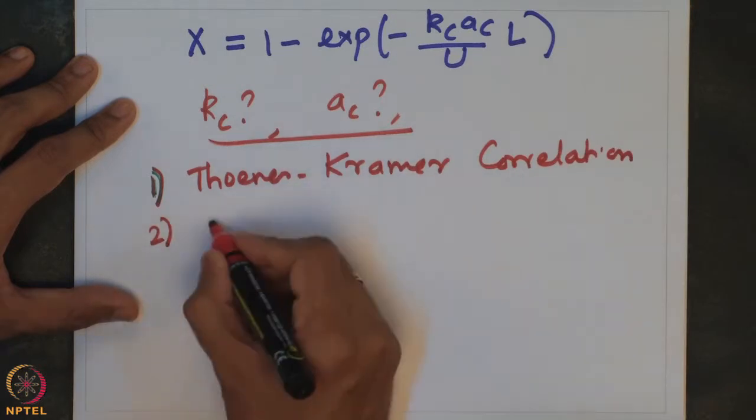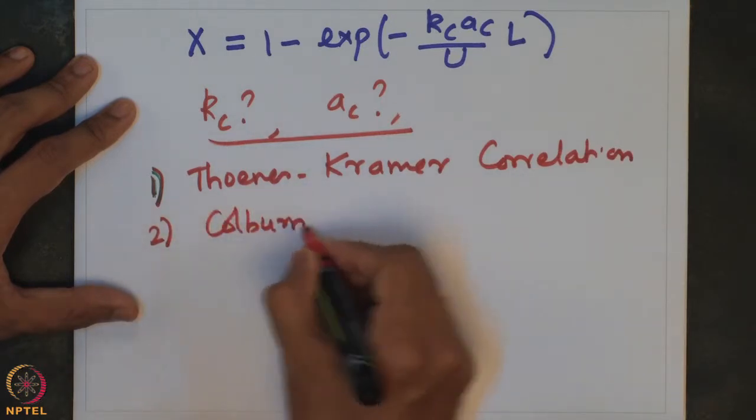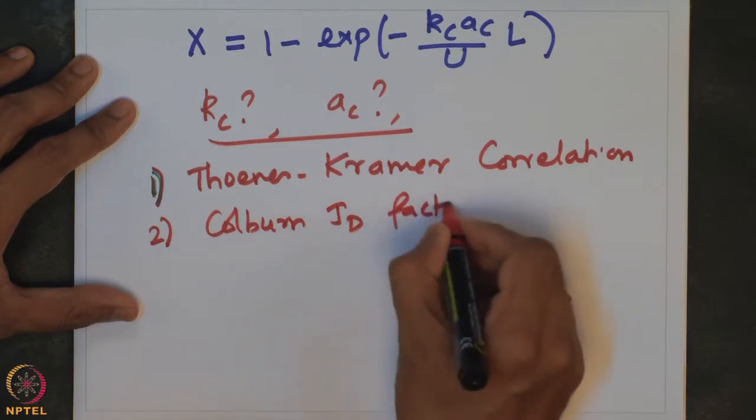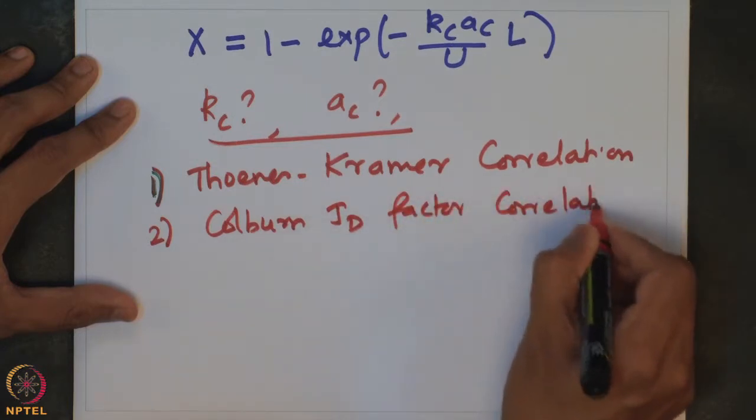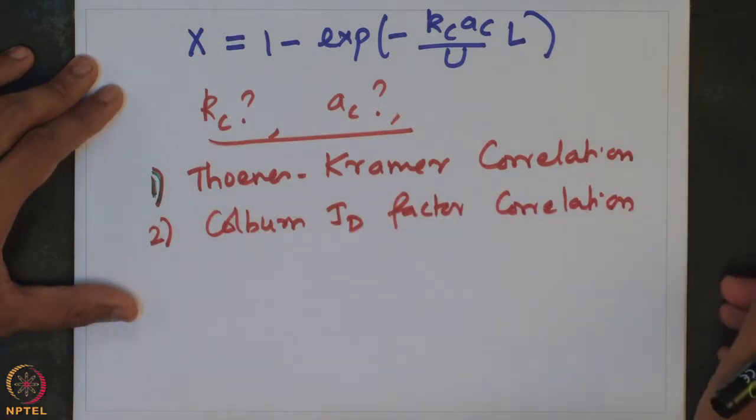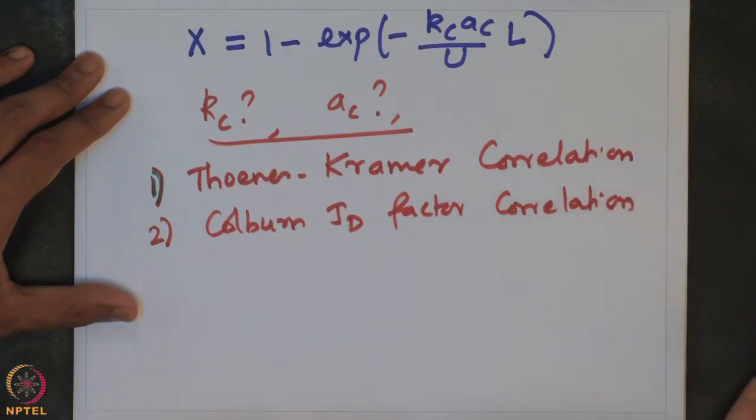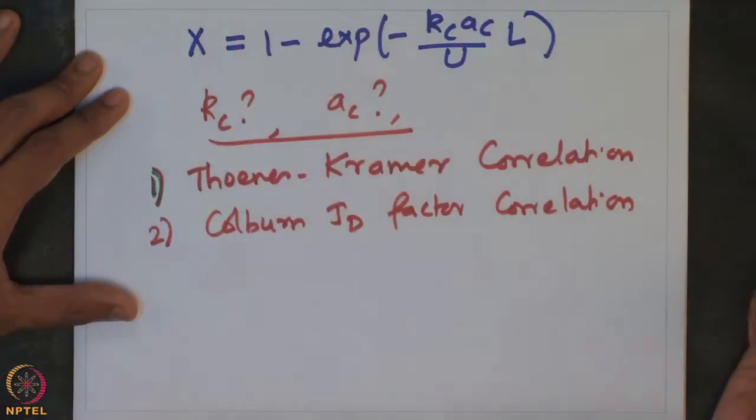But we can also use the other method, the Colburn JD factor correlation. We can use the correlation for finding the Thoenes-Kramers and Colburn JD factor. So, what we will do is we will basically use both these approaches, and we will find out what is the mass transport coefficient under the given conditions when we use the Thoenes-Kramers correlation, and also when we use the Colburn JD factor correlation. And we will compare what is the conversion that we will achieve by using these two different approaches or different correlations for finding the mass transport coefficient.